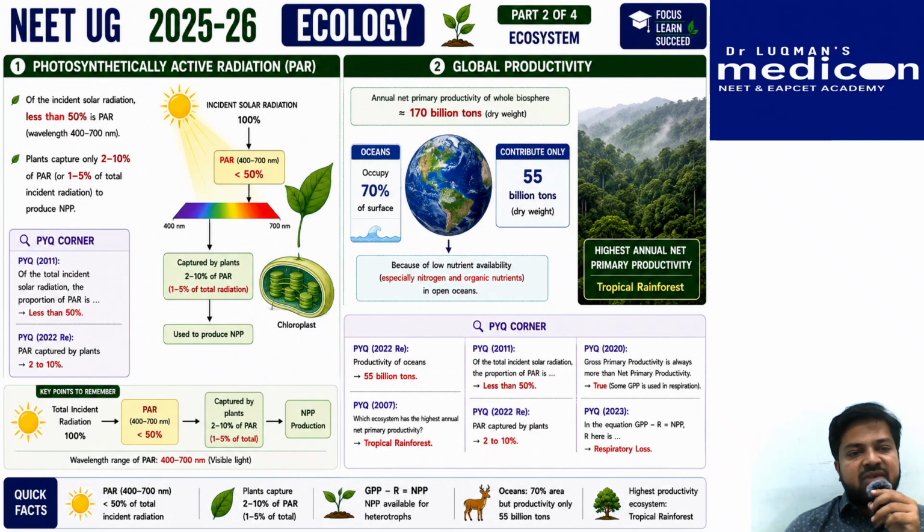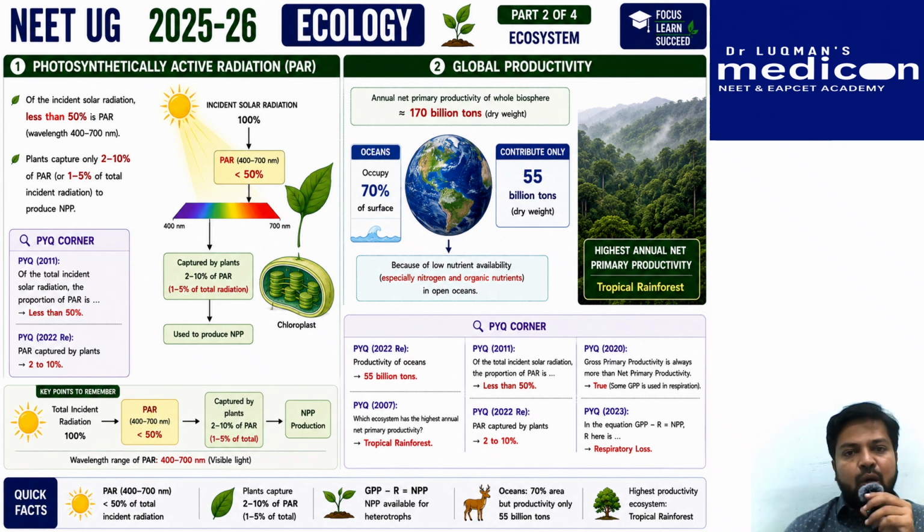In the same way, previous year question: PAR captured by the plants is 2 to 10% or 1 to 5% of the total incident radiation. Okay, now let's see what the key points are. The key points to remember: total incident radiation is 100%, PAR is less than 50%, captured by plants is 2 to 10% of PAR or 1 to 5% of the total radiation, and that gives rise to NPP production.